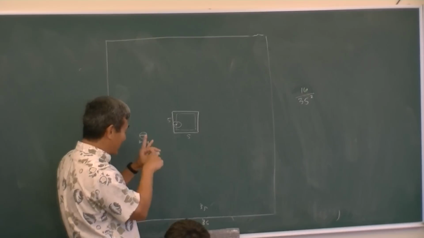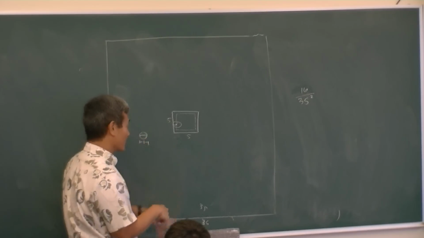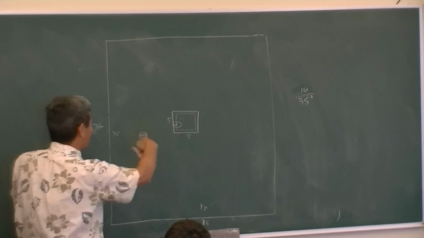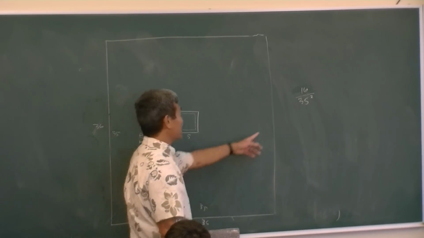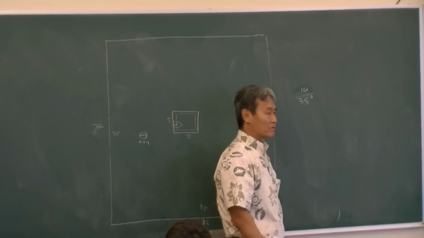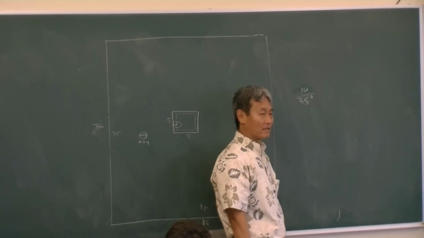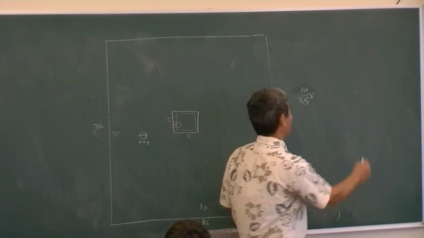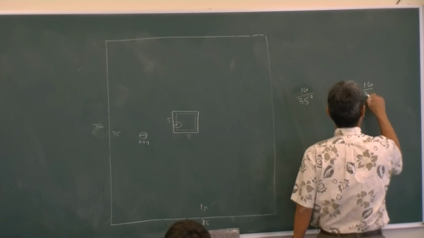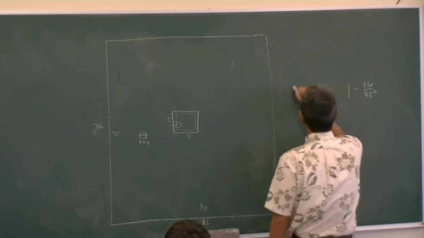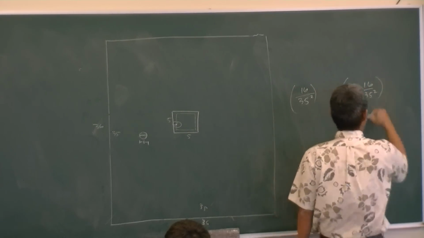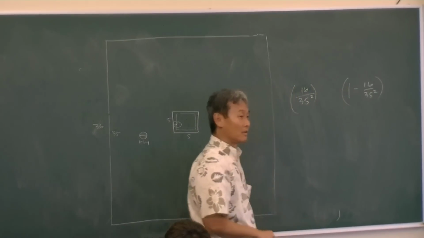Because probably on the test, I'm going to make it a half dollar or something. All hell is going to break loose. Or change it to a circle. So this is the probability that it lands in there. So what's the probability that it doesn't land in that region? 1 minus that, so 1 minus 16 over 35 squared. So this is the probability that you win, this is the probability you lose.